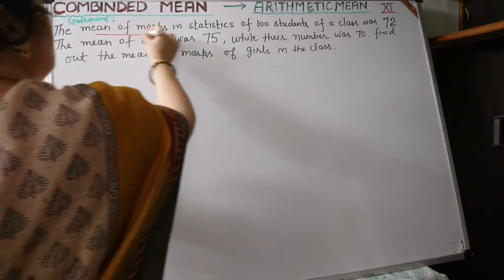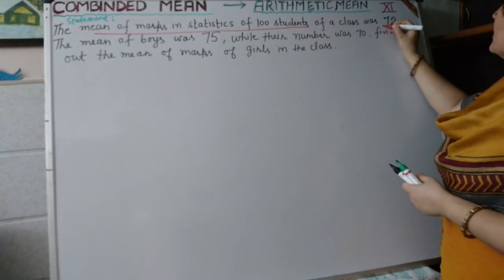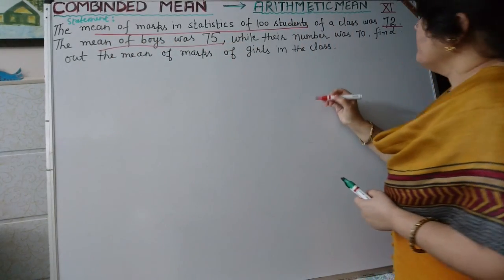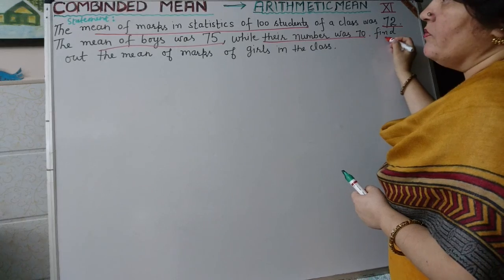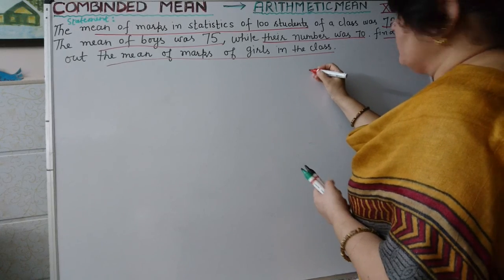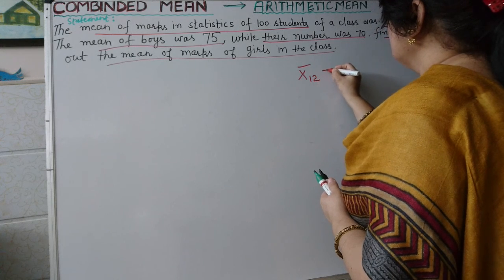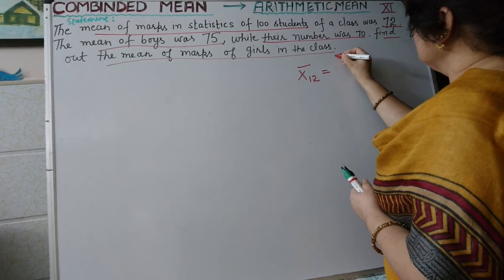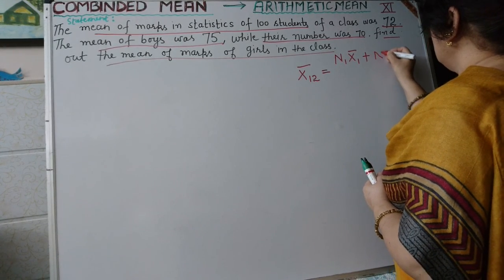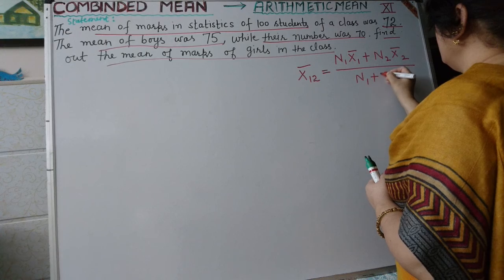The mean marks of statistics of 100 students of a class was 72. The mean of boys was 75, and their number was 70. Then find out the mean marks of girls in the class. First of all, I am writing down the formula: X bar 1,2 for boys and girls is equal to N1 X bar 1 plus N2 X bar 2 divided by N1 plus N2.